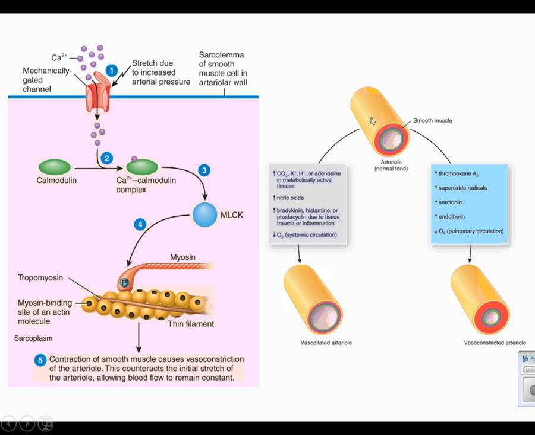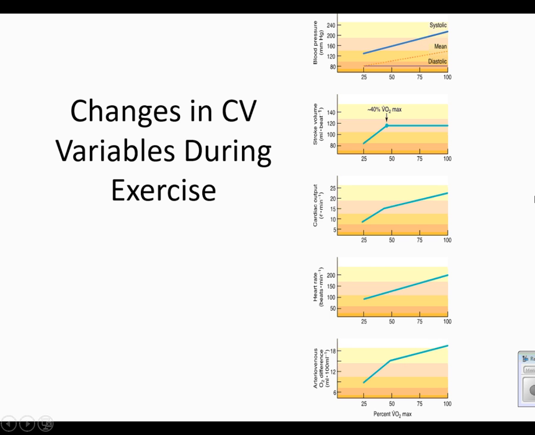Here, we're just showing what chemicals can do to the blood vessel lumen. We've got vasodilating chemicals, vasoconstricting. You can definitely see a difference in the two figures.